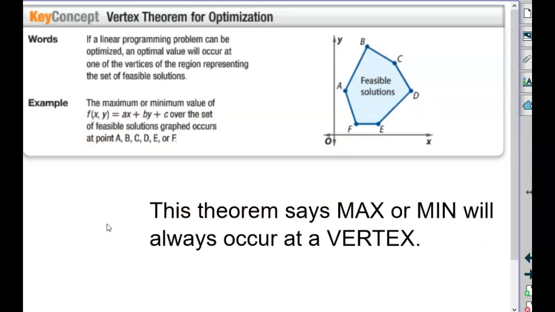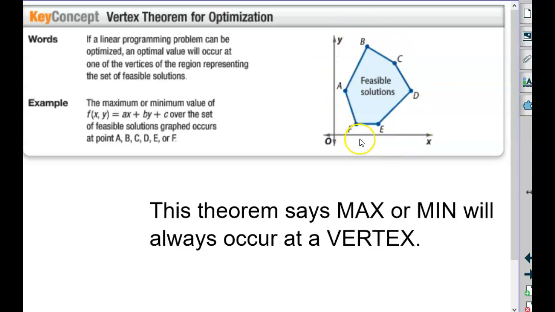This is the vertex theorem for optimization. Doesn't that just sound fancy? It says, if you have a linear programming problem and it can be optimized, an optimum value will always occur at one of the vertices of the region. So it will always occur at one of these.